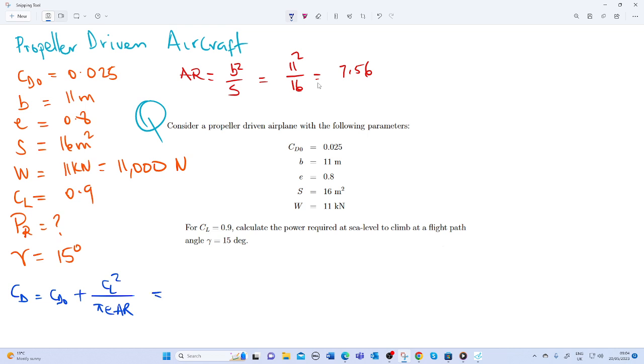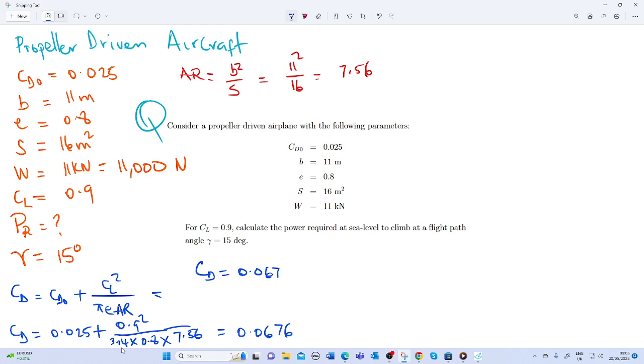Now we can slot in our values. Our CD becomes 0.025 plus 0.9 squared over 3.14 times 0.8 times 7.56, which equals 0.06. So our CD equals 0.0676.